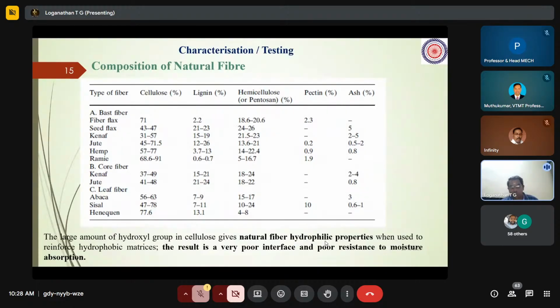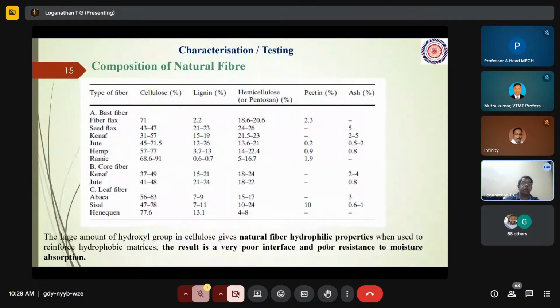Characterization of natural fiber. So what are the properties of the natural fiber which you have listed earlier? It is based on the ingredients of it. So those ingredients are very much essential in order to identify what is going to be the strength of it. So here you can see a list of natural fibers, and they are classified based on their percentage of cellulose, lignin, hemicellulose, pectin, and ash. So these are all the major ingredients which are present. Based on the proportion of these ingredients, the property will vary.